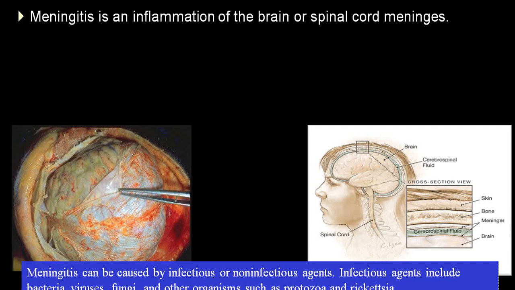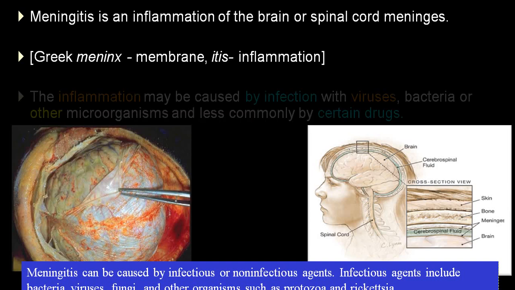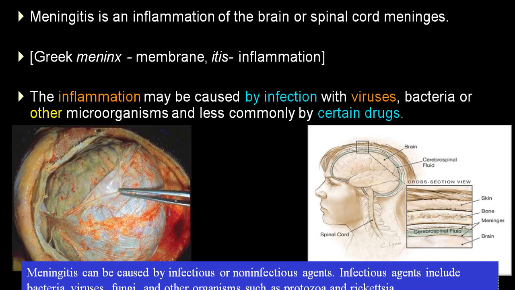So meningitis is inflammation of brain and spinal cord meninges. Meaning, Greek word menin means membrane, itis means inflammation. So inflammation caused by infection like virus, bacteria, parasites, fungus, etc. We call that as infective meningitis or infectious meningitis. While among non-infectious agents, we'll be coming across like drugs, vasculitis like SLE, or maybe because of other conditions which we put them into non-infectious group.